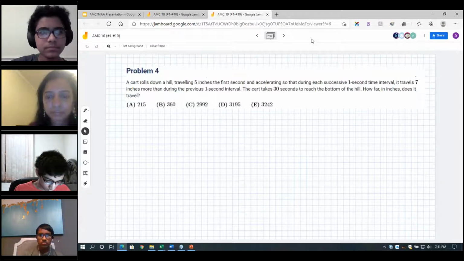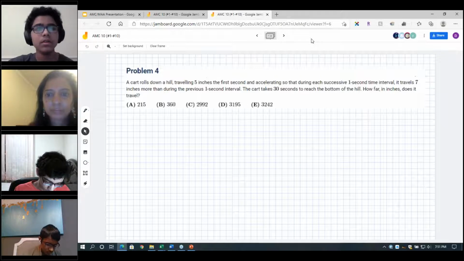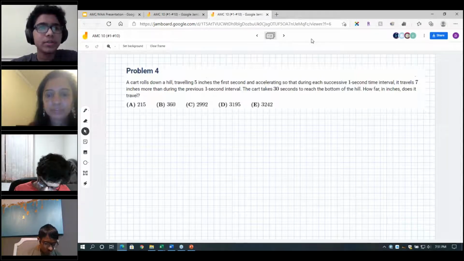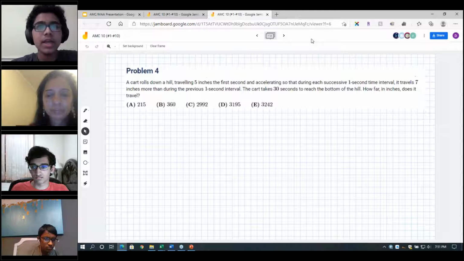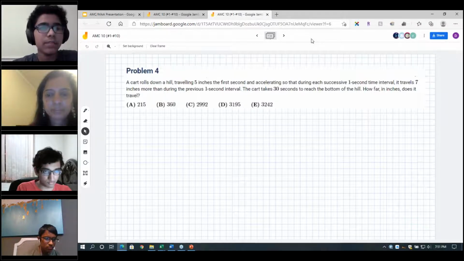So move on to problem 4. A cart rolls down a hill, traveling 5 inches in the first second and accelerating so that during each successive 1 second time interval, it travels 7 inches more than during the previous 1 second time interval. The cart takes 30 seconds to reach the bottom of the hill. How far in inches does it travel?